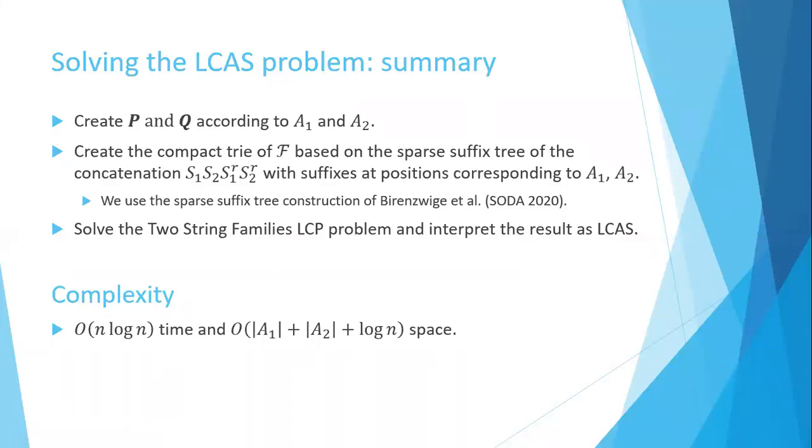So to summarize, we create P, Q, and F, which is the sparse suffix tree for the combined strings. And we have a reduction to the two-strings family LCP problem. So it ends up that we can solve the LCAS problem with a complexity of O(n log n) time and almost linear space.